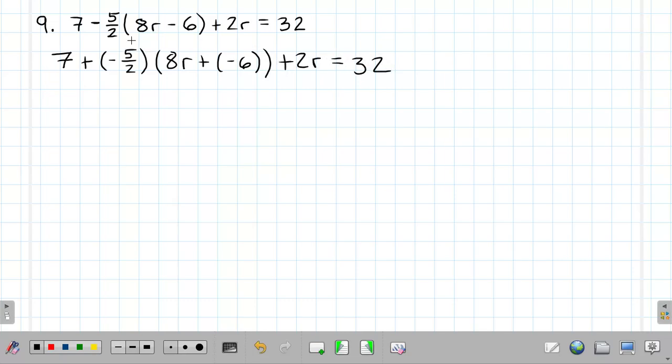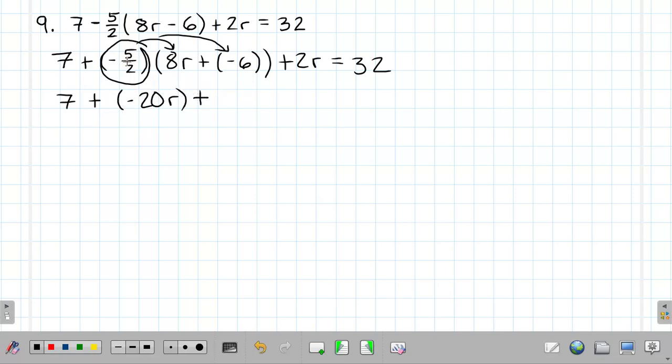Once again, what's the number in front of this set of parentheses? Well, it's the negative 5 halves, and that's what we're distributing. The 7 is still going to be there. The negative 5 halves times 8 and the negative 5 halves times negative 6. Those are a little trickier to do in your head, but still not impossible. This denominator of 2 makes it a little easier, because 8 divided by 2 is 4. Negative 5 times 4, well, that's going to give me negative 20.